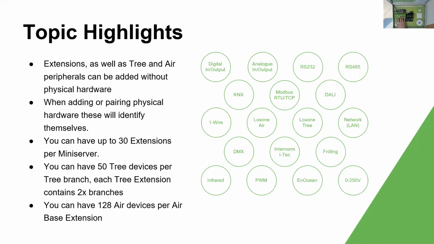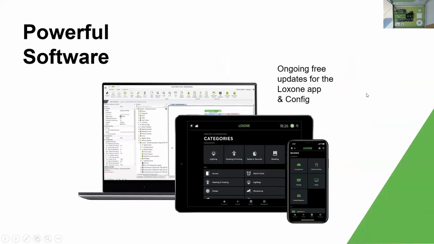If I wanted to, I could have a Miniserver with 30 Tree extensions and every Tree extension with 100 devices on. So 3,000 devices total. I could then have 5 Miniservers on that same system. So I'll then get 5 times 3,000 as my total number. So really, really flexible. You've started to get an insight into config now. I hope you're starting to realize the level of power that's available with it, and also the level of flexibility and customization available in the app as well.